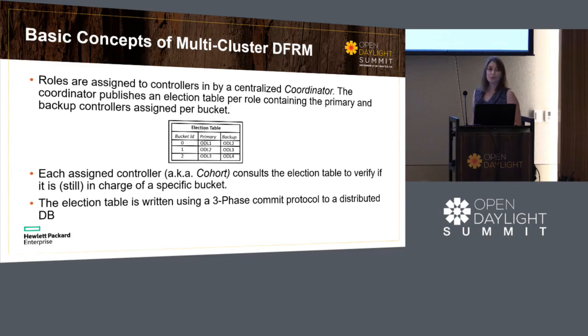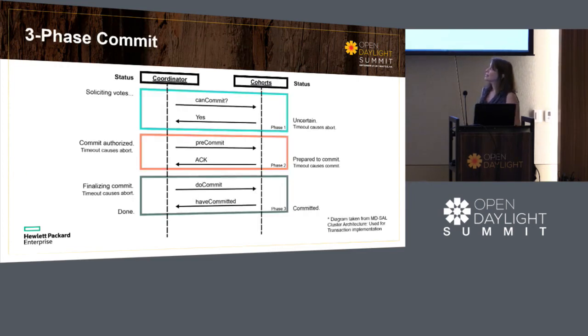So one of the controllers is selected to be the coordinator. The coordinator writes the election table into a distributed data store. This also allows multiple ODL clusters in different sites to synchronize on changes. The election table is propagated to all the controllers in the cluster in a sort of three-phase commit algorithm. This is the classical three-phase commit.